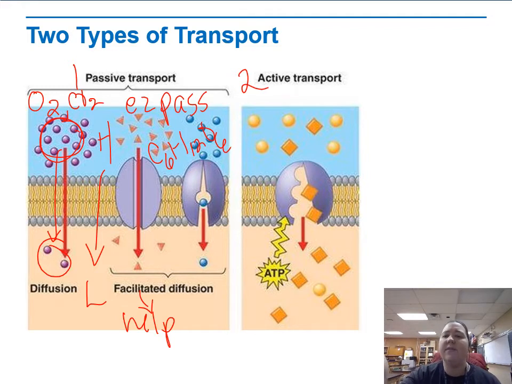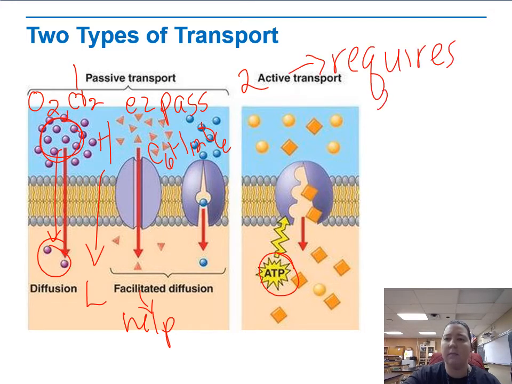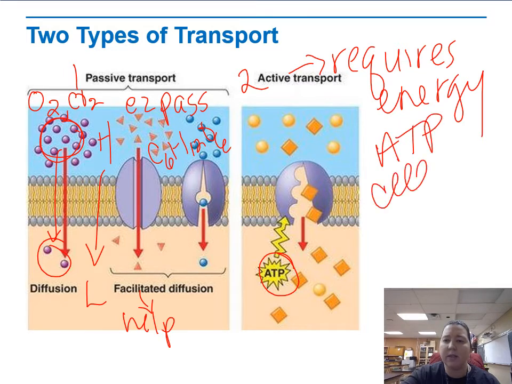Then the other type of transport is active transport. Active transport requires energy. It requires that ATP molecule that we made through cell respiration. So this is part of that metabolism. Remember, metabolism is every single chemical reaction that is happening in your body at any given time. And so we need ATP to make this type of transport happen. This is one version that we're going to talk a little bit more about in the next couple of slides.